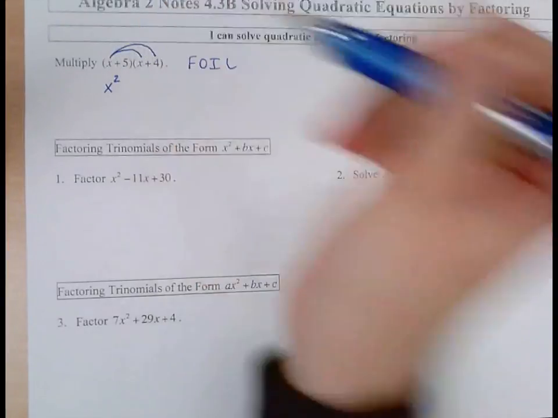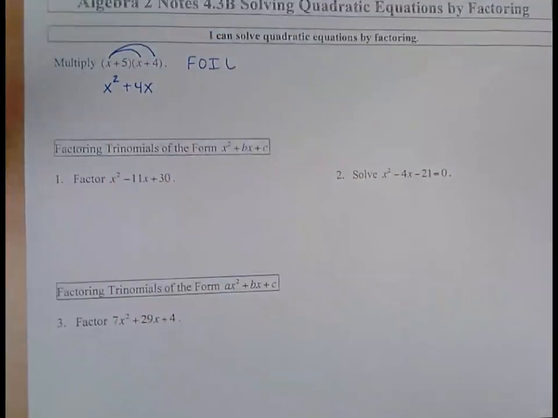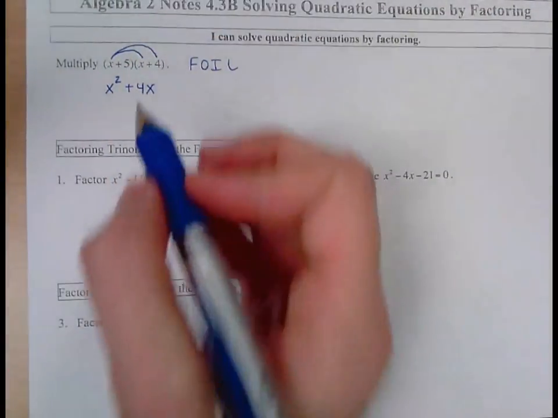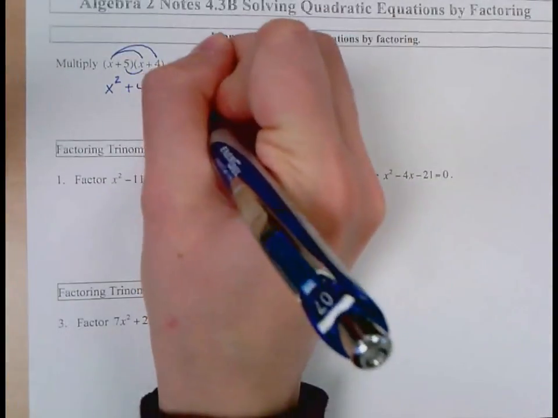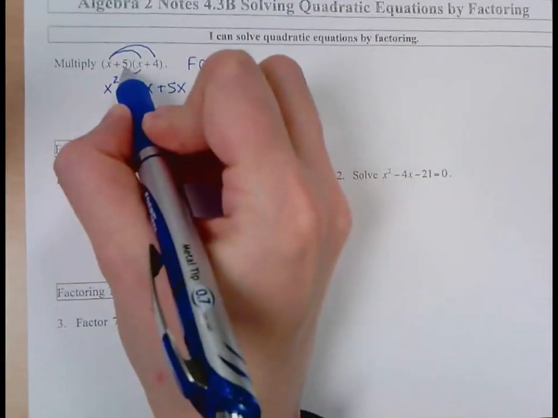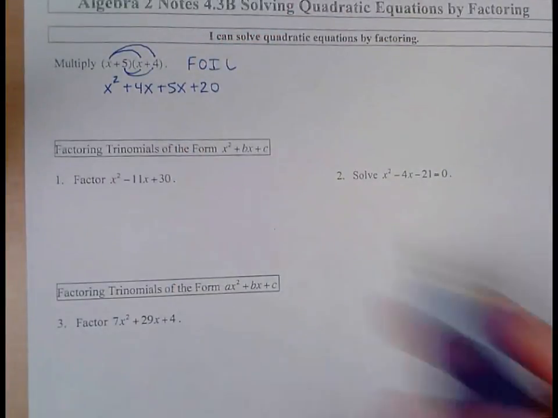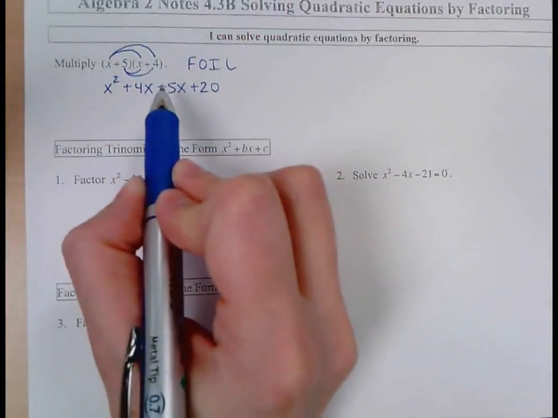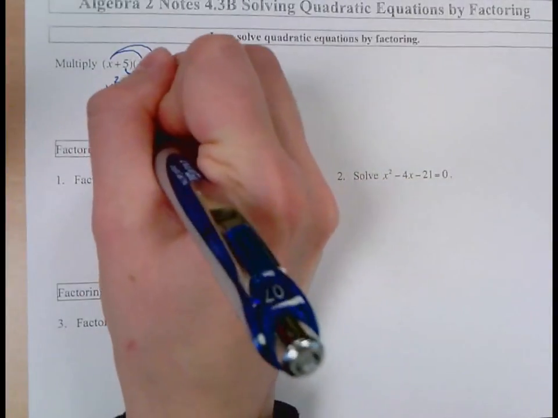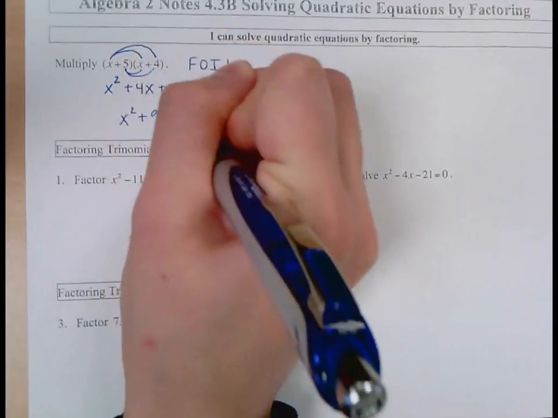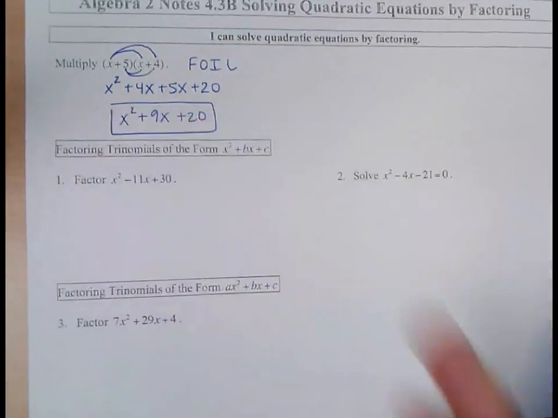x times positive 4, so that would be a plus 4x. And then the inner terms would be the positive 5 times x, so plus 5x. And then the last terms would be positive 5 times positive 4, so plus 20. And then we can combine the middle terms, the 4x and 5x combine to be 9x, so x squared plus 9x plus 20. So that's just the review of multiplying.